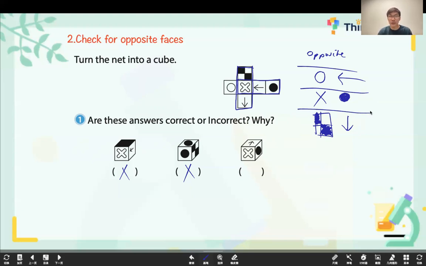Let's have a look then. So in this third cube, we have a cross, an arrow, and a black circle. So I'm sure you guys have just seen that, hang on, there's a cross and a black circle, but I just told you that they're opposite. That means they can't touch. So that means that this one is also incorrect. Very good.